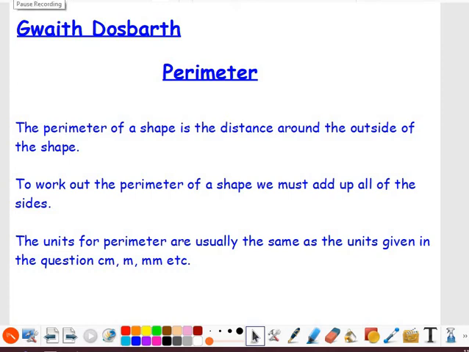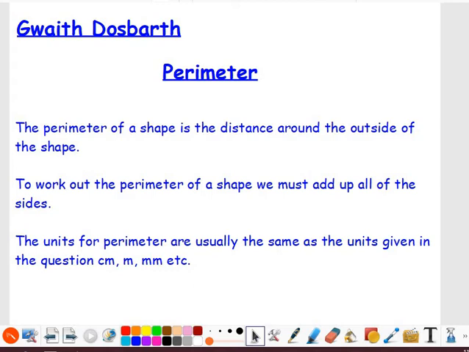For today's lesson, the focus is going to be on perimeter. This comes under the topic of area, perimeter and volume. So we're going to start with the first part of the objective, which is perimeter. So in your big books, you can write the heading Gwaith dosbarth, perimeter, and today's date.